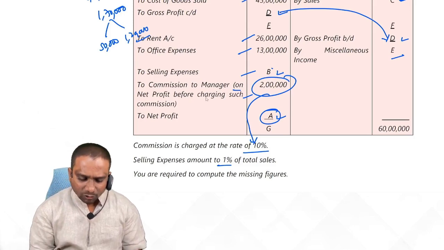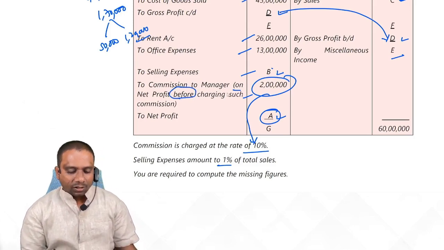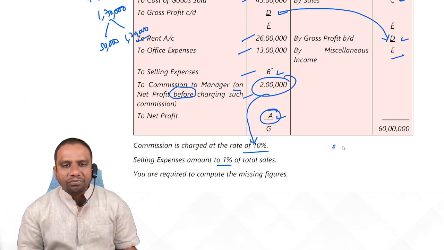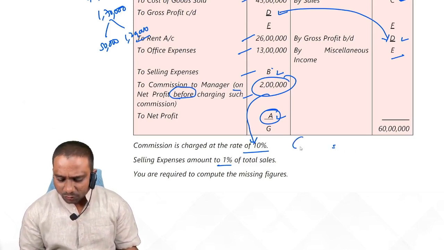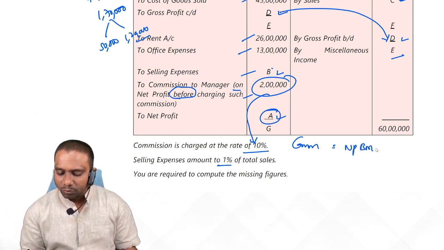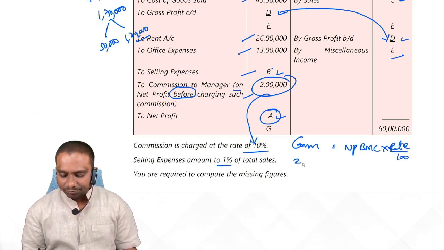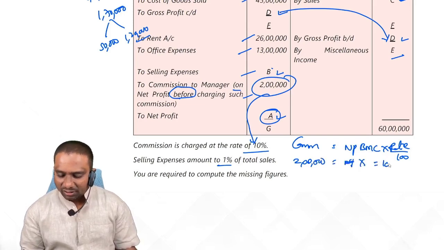So here first look, it is on net profit before charging manager commission. What is the formula for this? Commission is equal to net profit before manager commission into rate by 100. Yes or no? Here commission is not given, so let us say this is x, and the rate is given as 10 by 100.